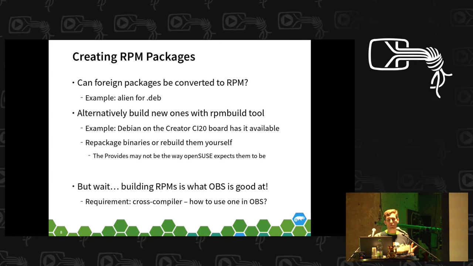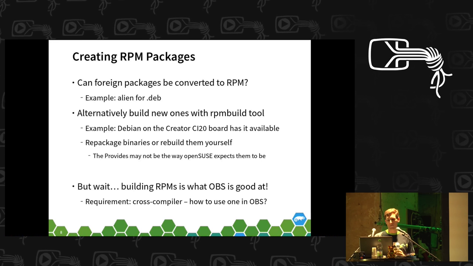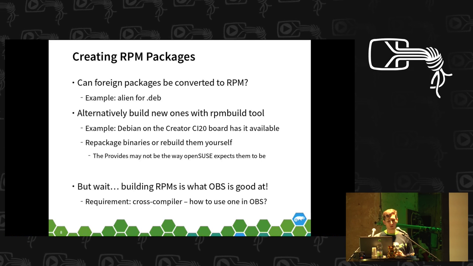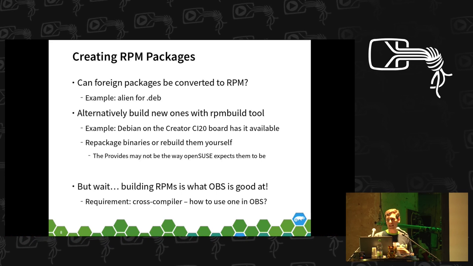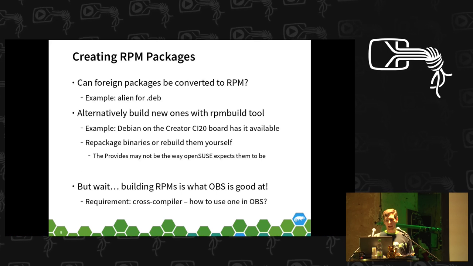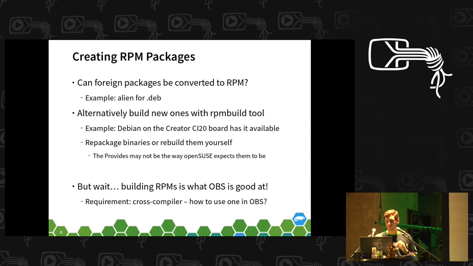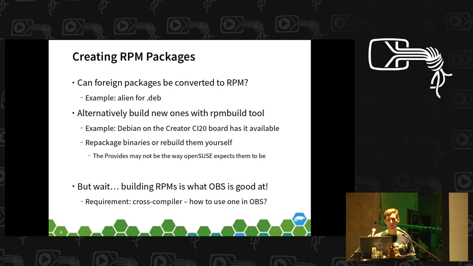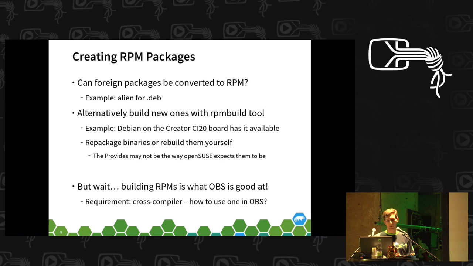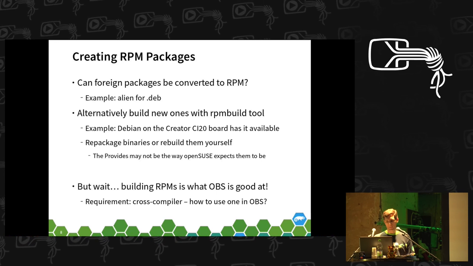So if you already have such a system working, then of course you have the possibility to build native packages if you have the right tools. However, the dependencies that you have installed on such a system might not be exactly what openSUSE is expecting, and also the way that the RPM tool, in particular the RPM build tool, is configured on other distros might also not be the exact way that our OBS openSUSE setup expects.